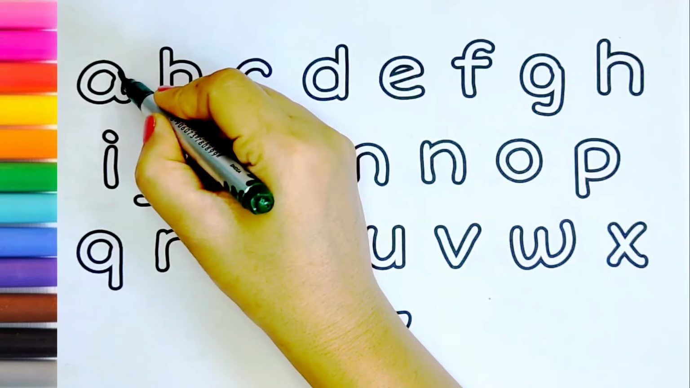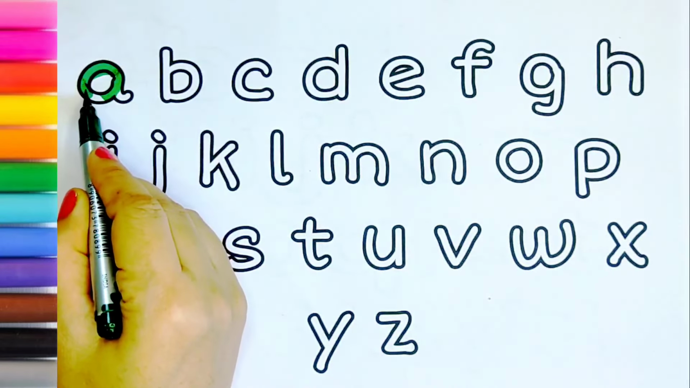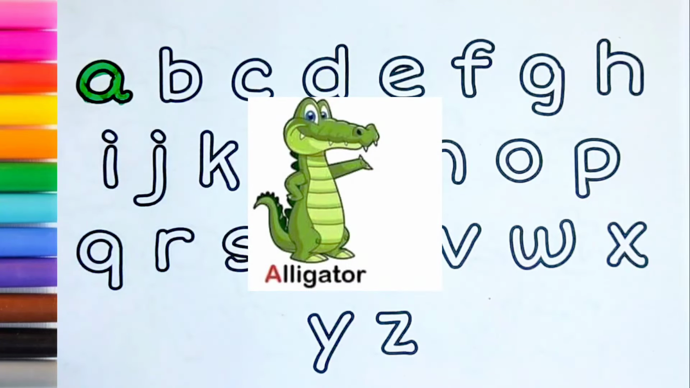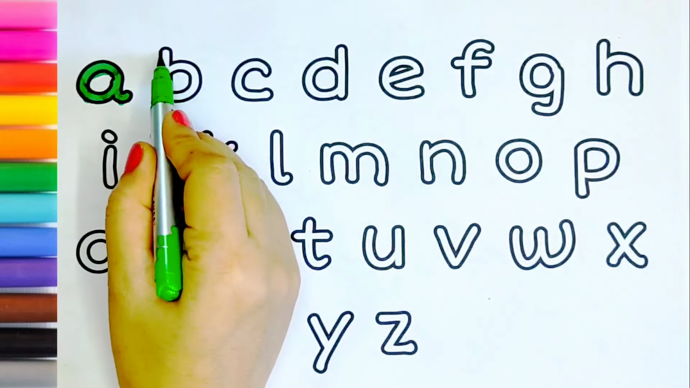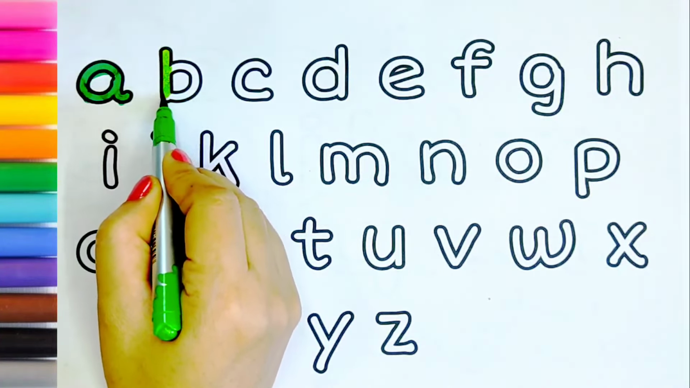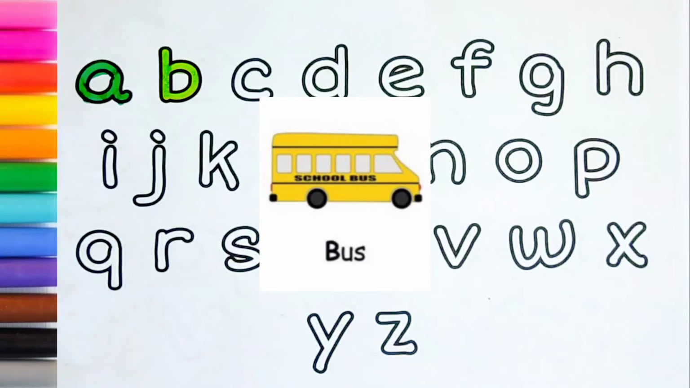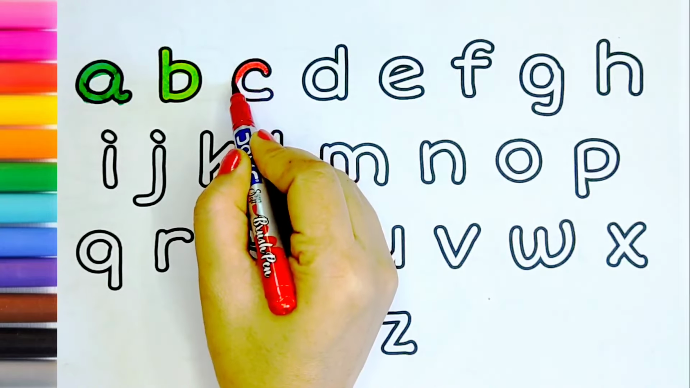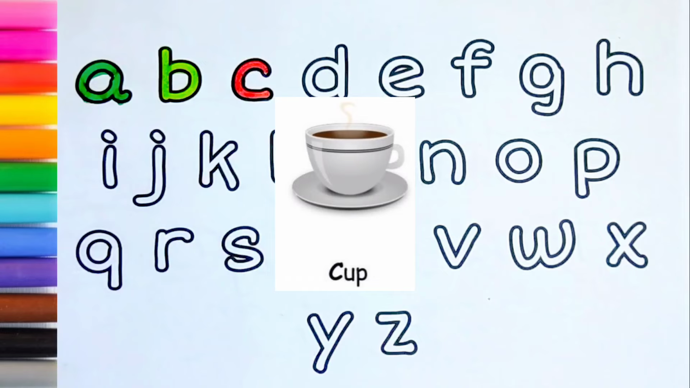Dark green color. A. A for alligator. Light green color. B. B for bus. Red color. C. C for cup.